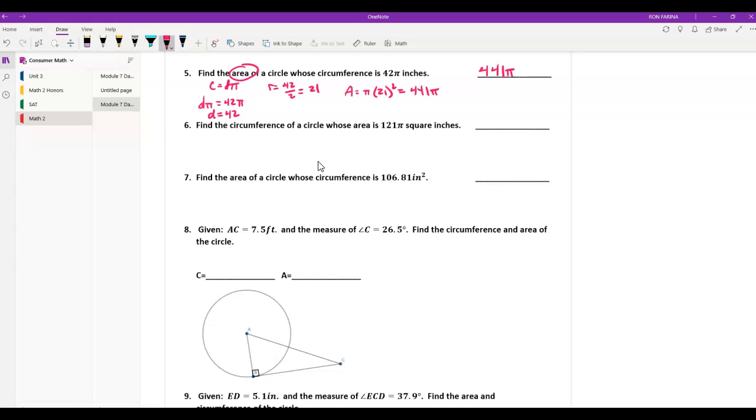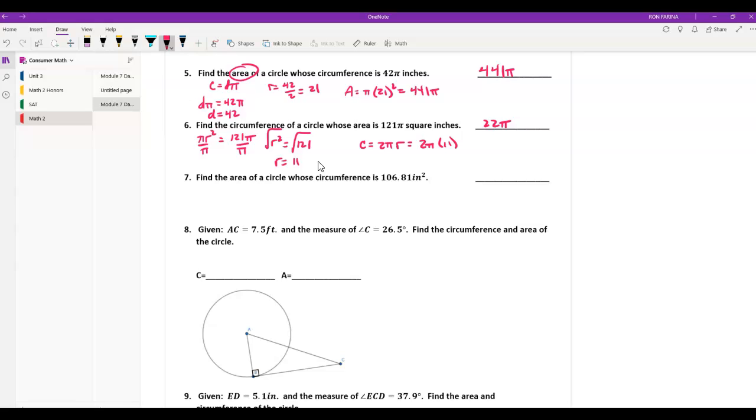So the next one, find the circumference of a circle whose area is 121 pi. Well, remember, area is pi r squared. So if that area equals 121 pi, when I divide by pi, I get radius squared equals 121. I take the square root of both sides. The square root of 121 is 11. So now the circumference, I'm going to use 2 times pi times the radius. So 2 times pi times 11 would give you 22 pi. And that would be the circumference.